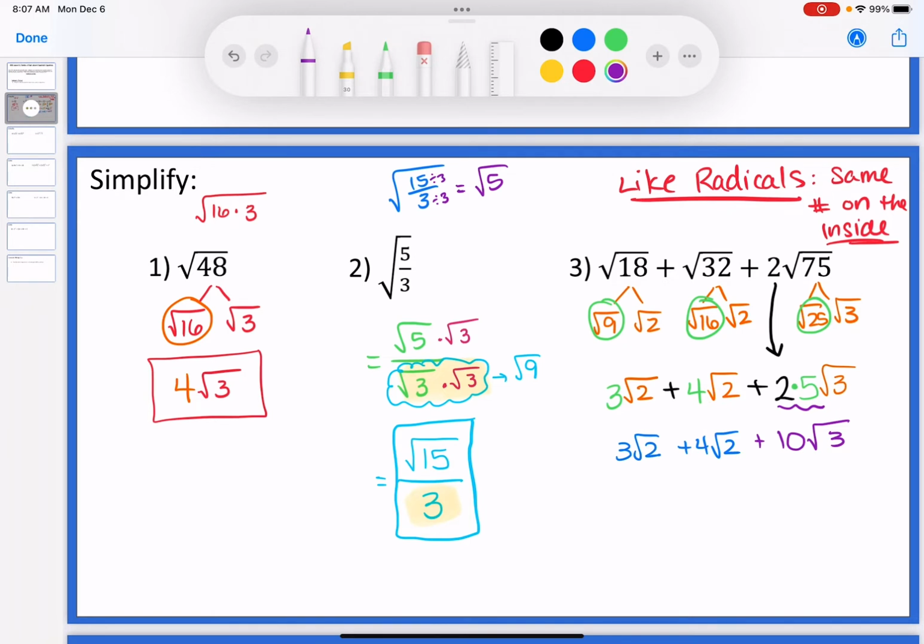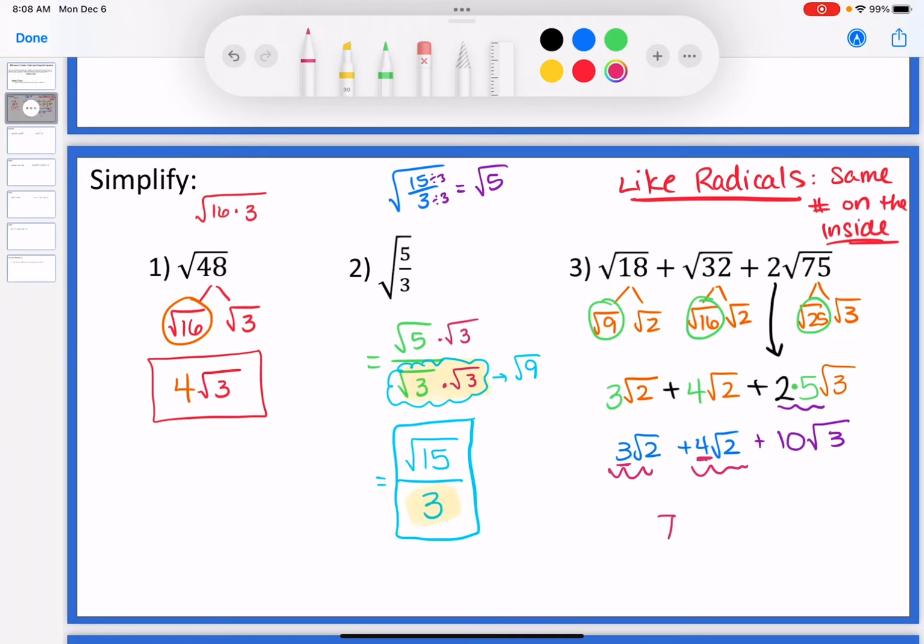Now I say, ooh, do I have any like radicals? I do. I have 3 radical 2 and I have 4 radical 2. Those are like radicals that I can combine. Now, just like if I had 3x plus 4x, I just combine the outsides, the coefficients.